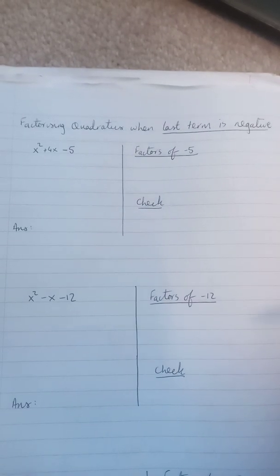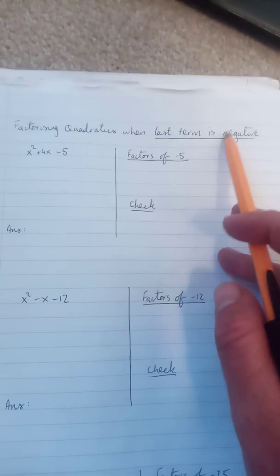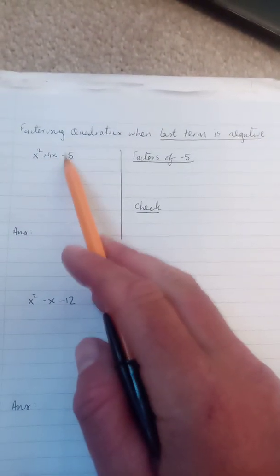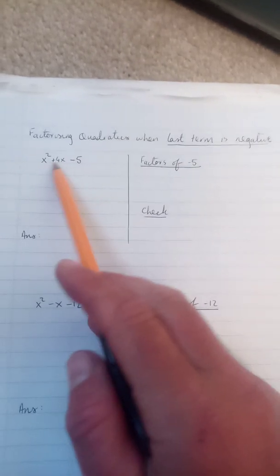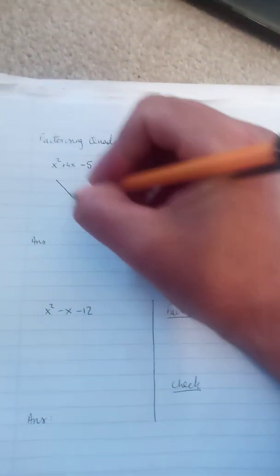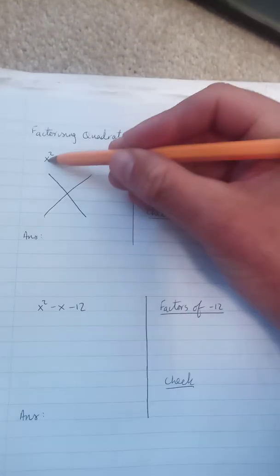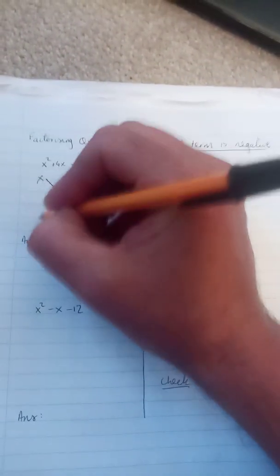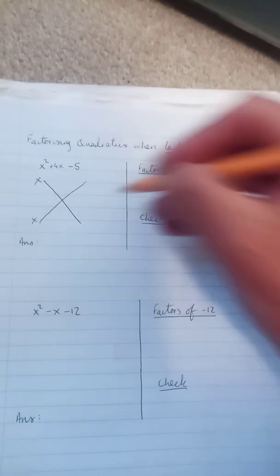Factorising quadratics 3. In this case, the last term is negative, so there's a negative in front of the constant. It doesn't matter what's happening here right now, just that the last term is negative. So draw your big X as usual. Factors of that will go there and there. Factors of that will go there and there.